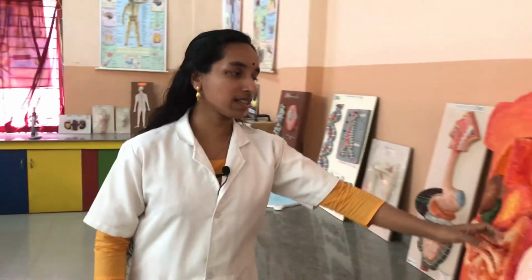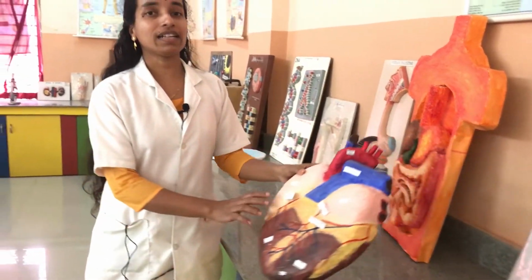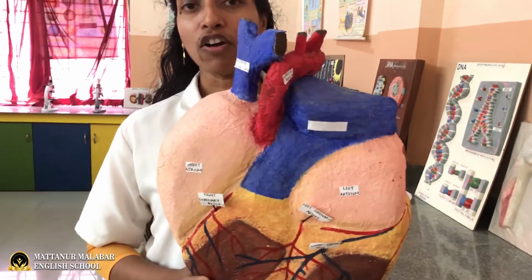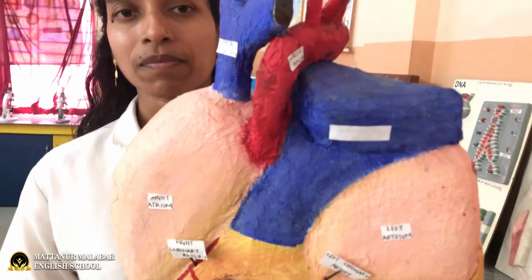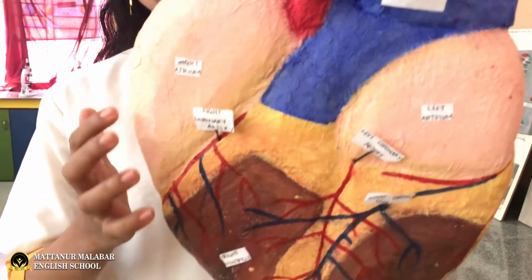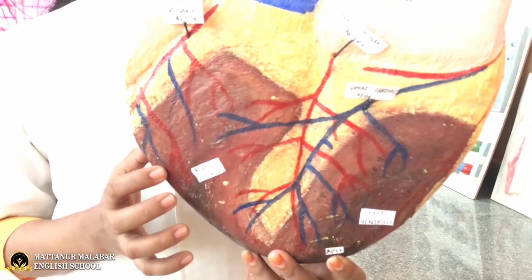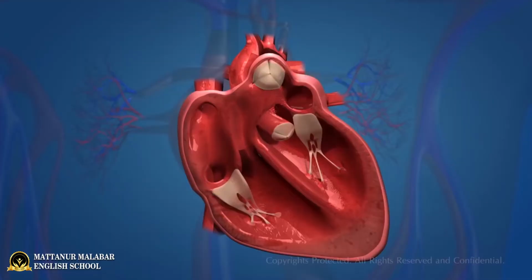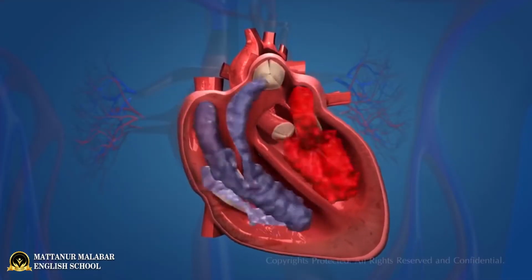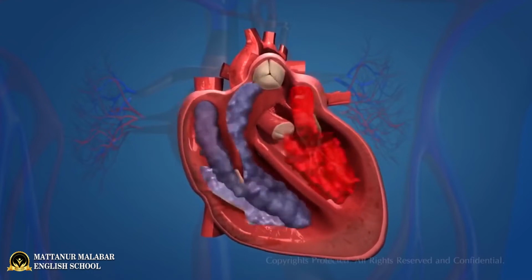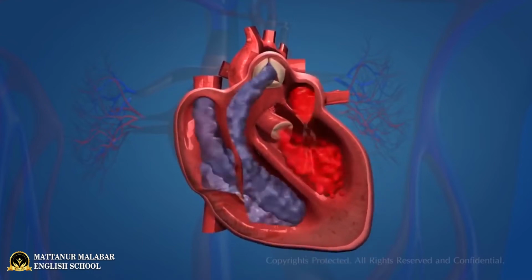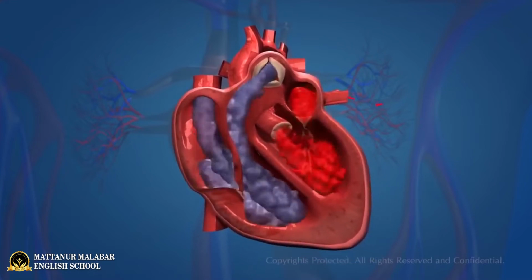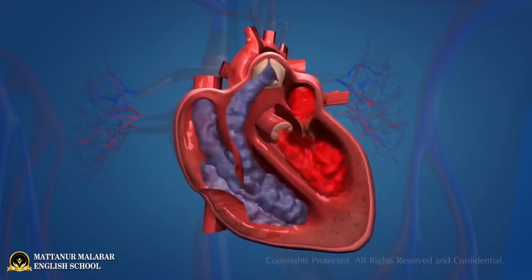Here we can see the model of our heart. It is made by one of your friends, Shamana of class 10. So here you can see 4 chambers. I told you already, they are auricles and ventricles: right ventricle, left ventricle, right auricle, left auricle. And here you can see a blood vessel, through which blood is transported to different parts of our body.